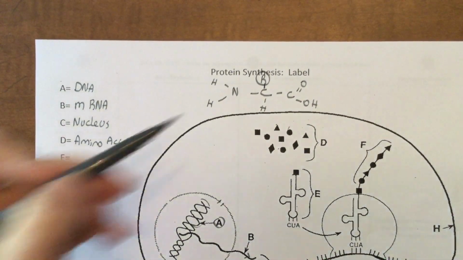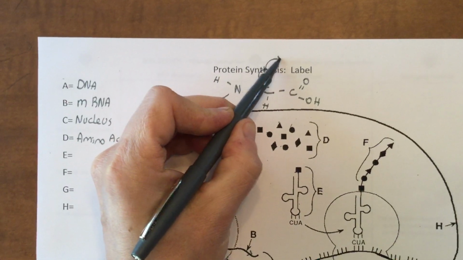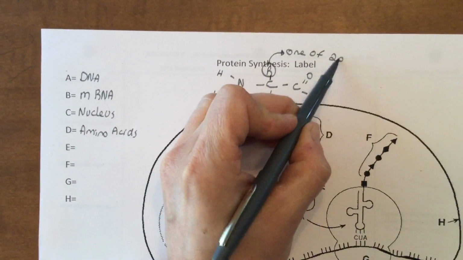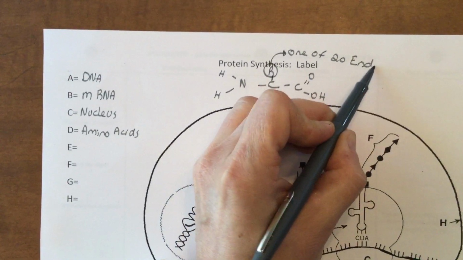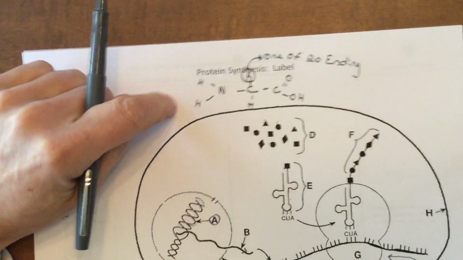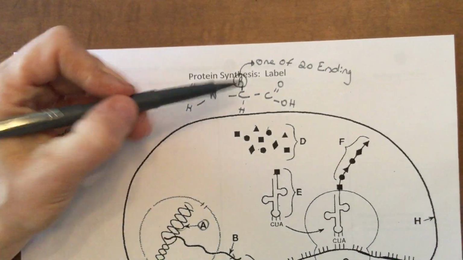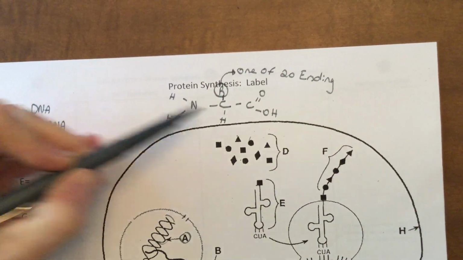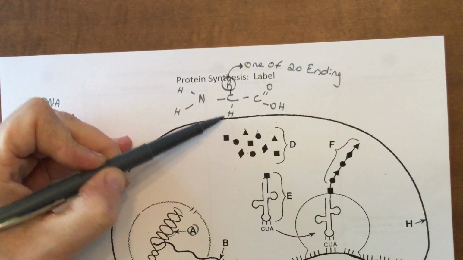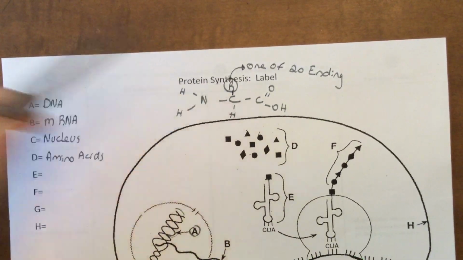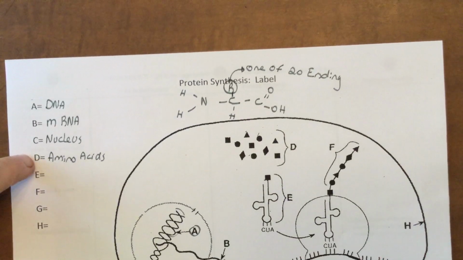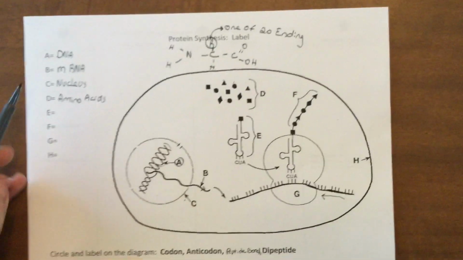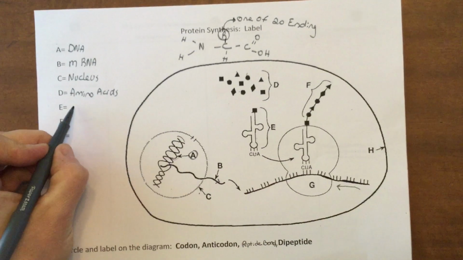So maybe it is a hydrogen, maybe it's a carbon with hydrogens around it. It is one of 20 endings. And that is the only part of that particular amino acid that's going to change. And like I said, it could be down the bottom, it could be at the top, it doesn't matter. But you always have an amino group, a carboxyl group, a hydrogen, and then whatever else is going to be that R group there. So you have 20 different amino acids. Those amino acids, like I said, are being carried around by your transfer RNA.